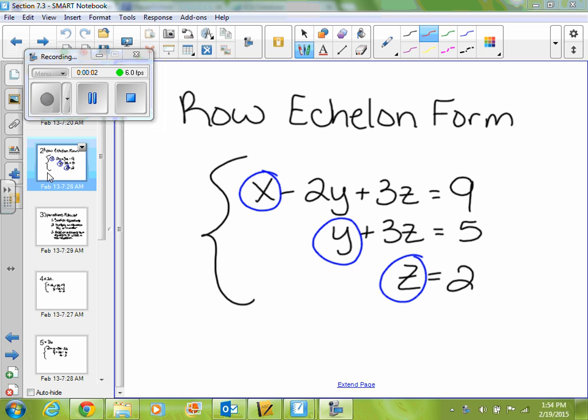Alright, so the first thing that we're going to do with all of our equations is try to get them into row echelon form. And that's an example of row echelon form.